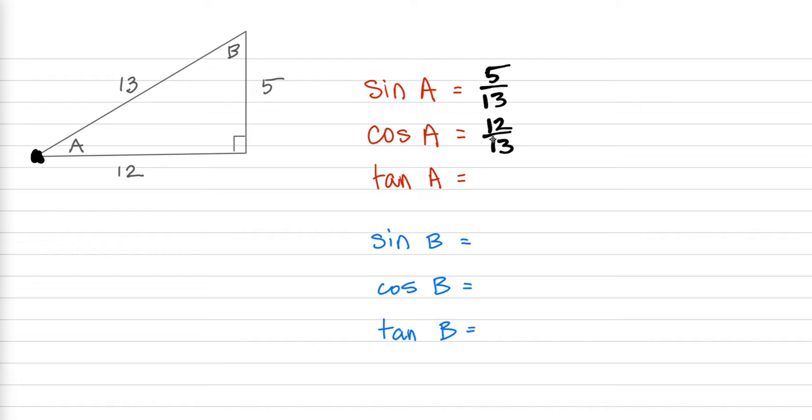Okay, Lucas. It's going to be opposite over adjacent, so 5/12. Perfect. Opposite side over adjacent side, 5/12. Okay, 3-1. Bryce, do you think you could help me with sine of angle B? Sine of B, that's opposite over hypotenuse, so that's 12/13. Perfect. 12/13, the opposite side over the hypotenuse.